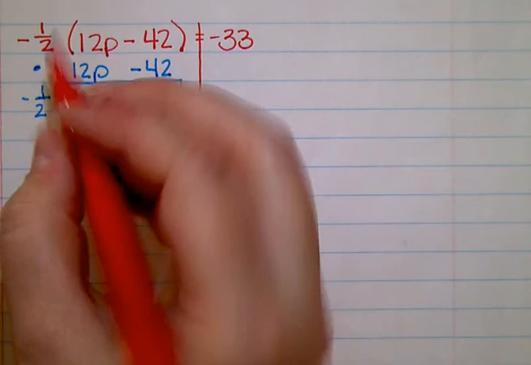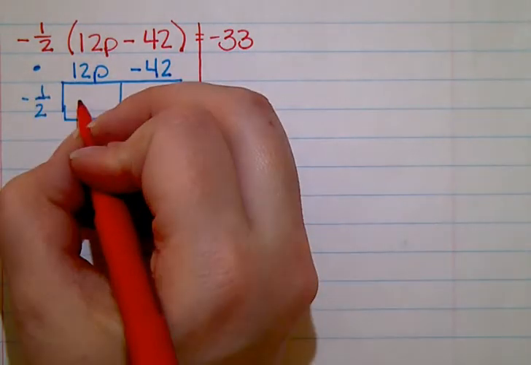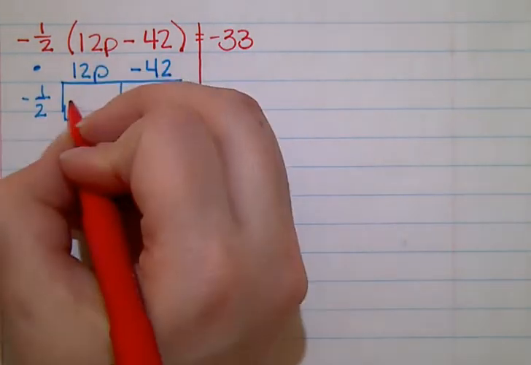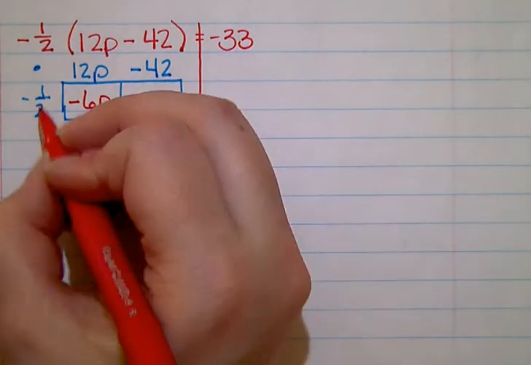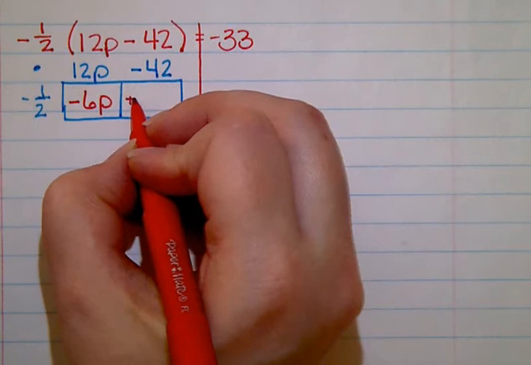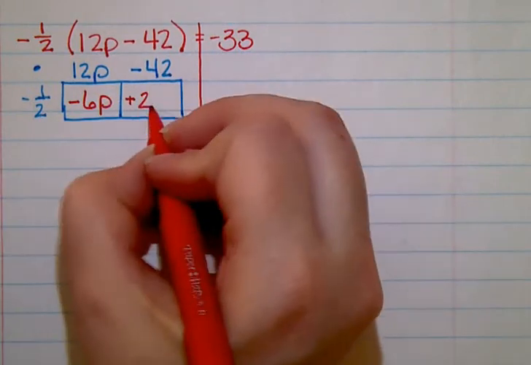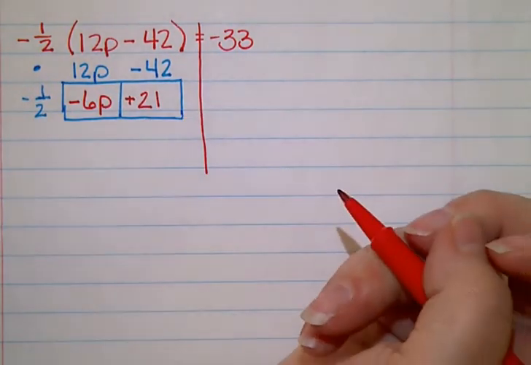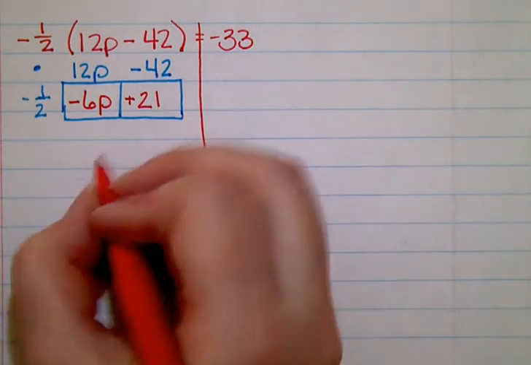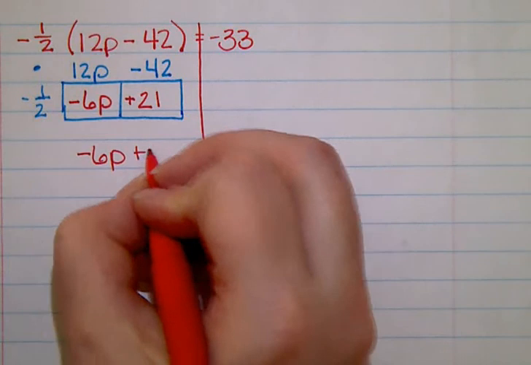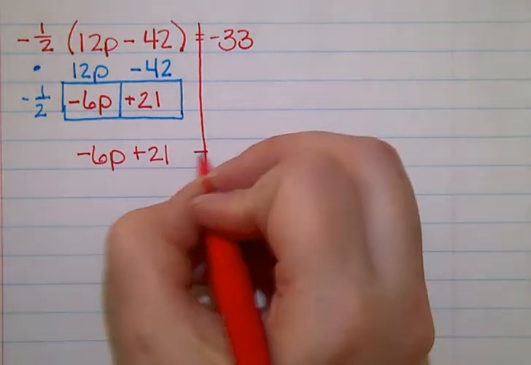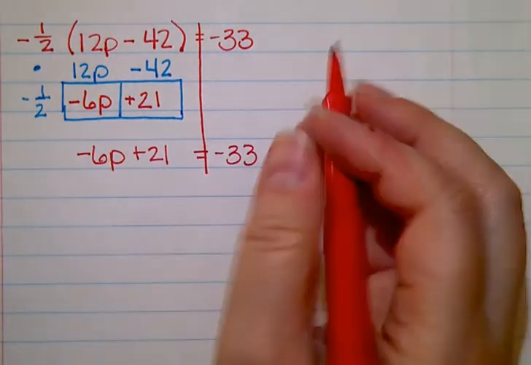All right, 1/2 of 12 is a 6, and a negative times a positive is a negative. So this is a negative 6p. And negative times a negative is a positive. Half of 42 is 21. And we take the inside pieces and bring them out. So I have a negative 6p plus 21 equals negative 33.